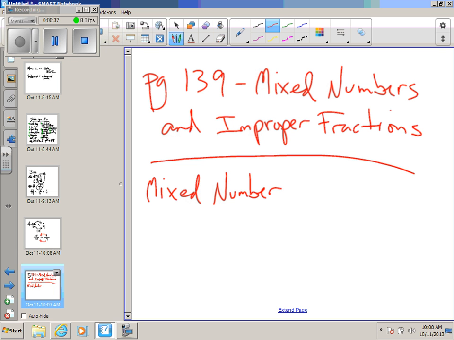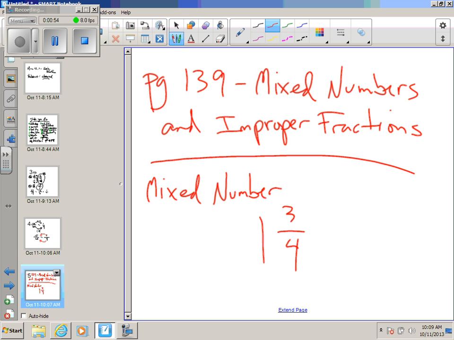Give me an example, Josiah. 1 and 3/4. It's mixed because you mix together a whole number with a fraction. So this would give us a value 1 and 3/4.